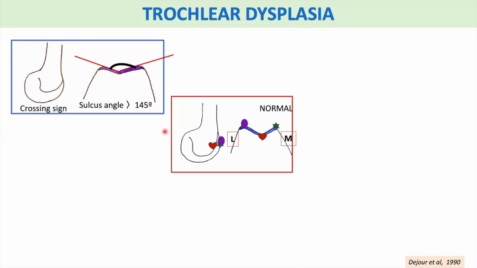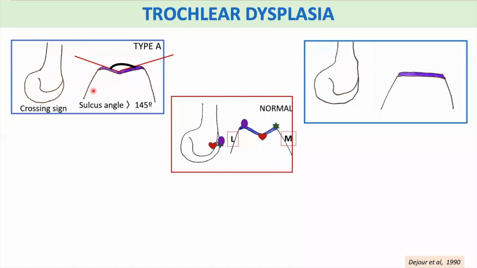If you compare with the normal picture, this is the line for the sulcus. This is crossing through the condyle. This should have gone all the way up to here, this point, but this is crossing through the condyle. So this is not desirable. That means the sulcus is quite shallow, the trochlea is shallow. So this is type A trochlear dysplasia. This is very important to address for dislocation here.